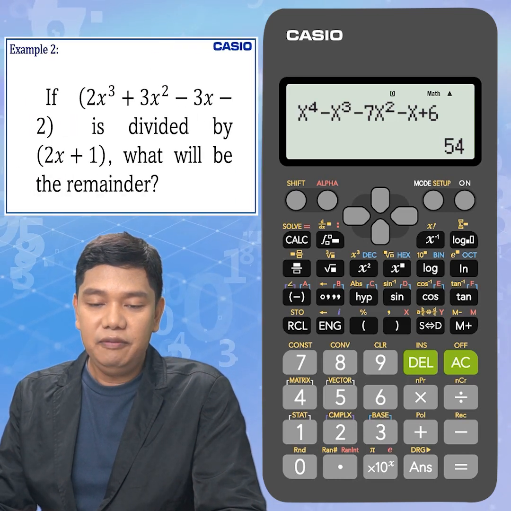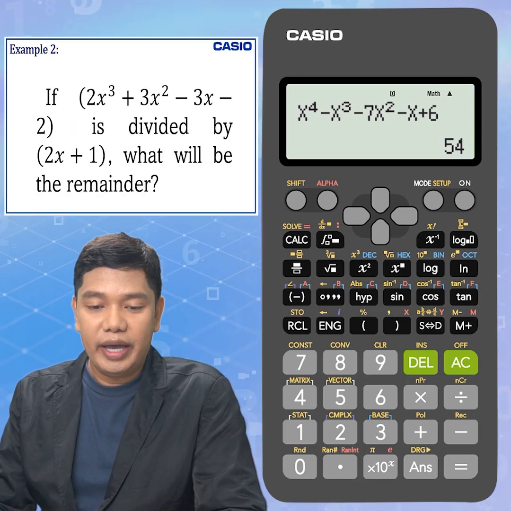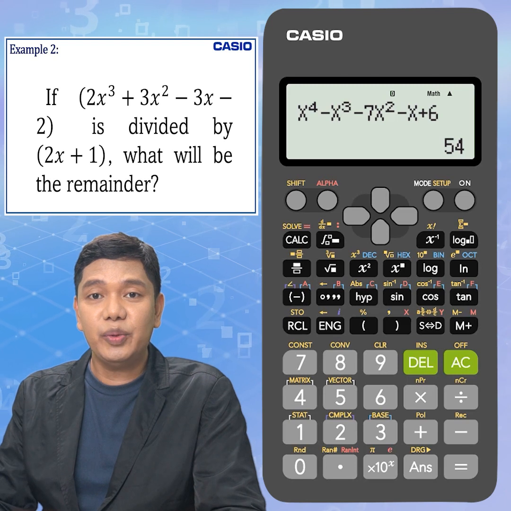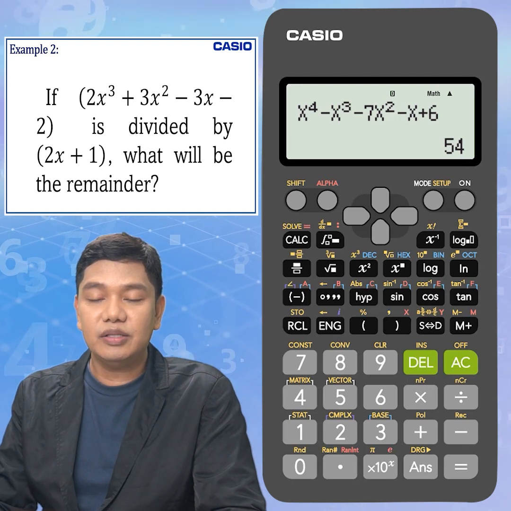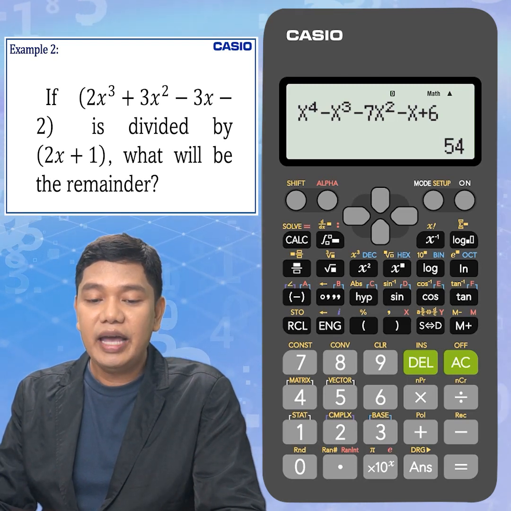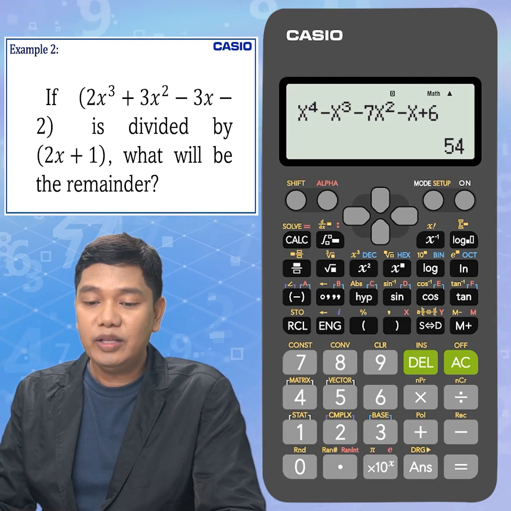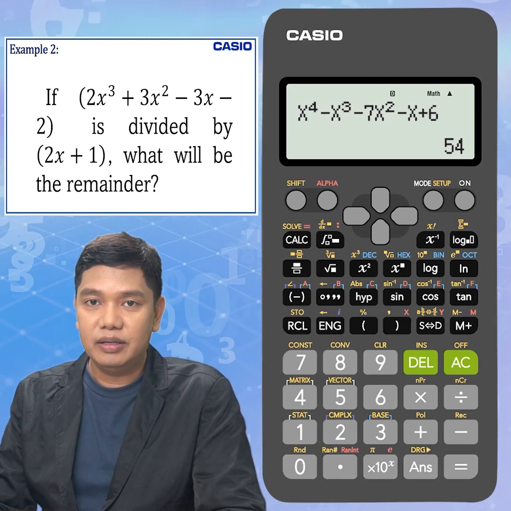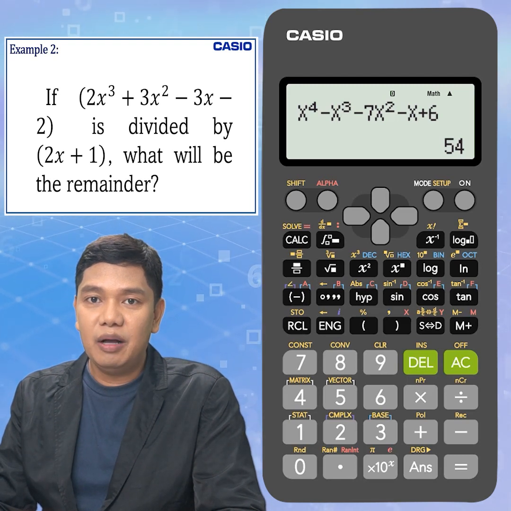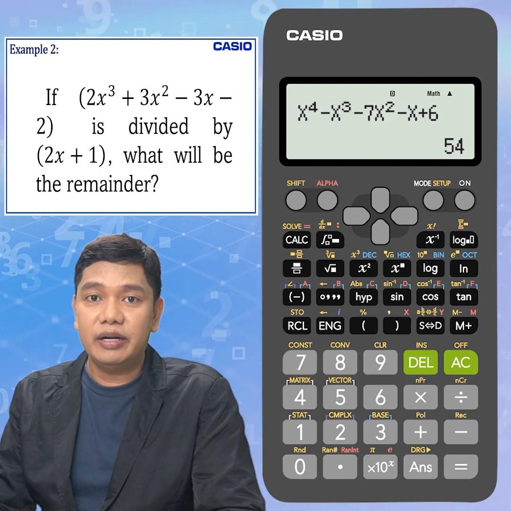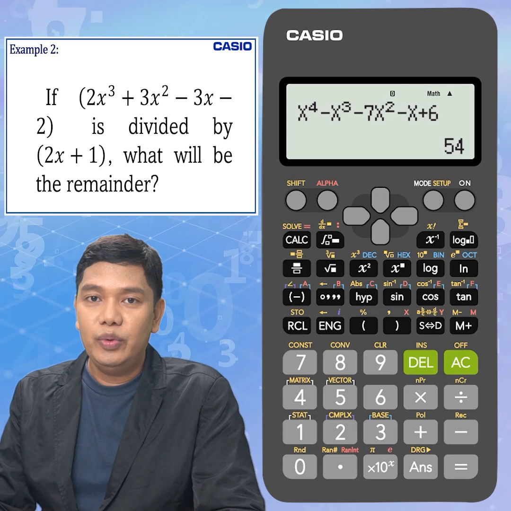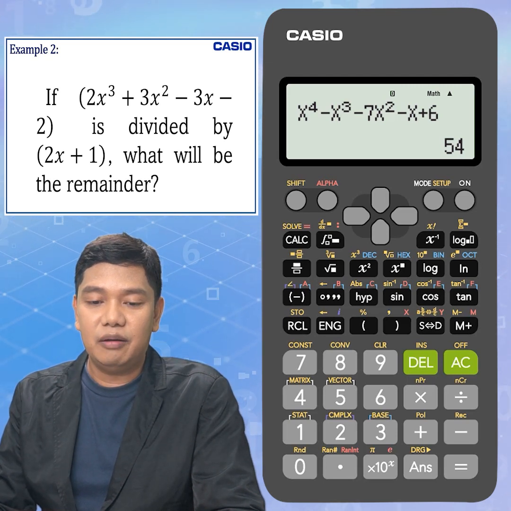For our next example, let us consider this problem. If the polynomial 2x cubed plus 3x squared minus 3x minus 2 is divided by the binomial 2x plus 1, what will be the remainder? Again, in this problem, we are asked for the remainder. Therefore, we can use the remainder theorem.